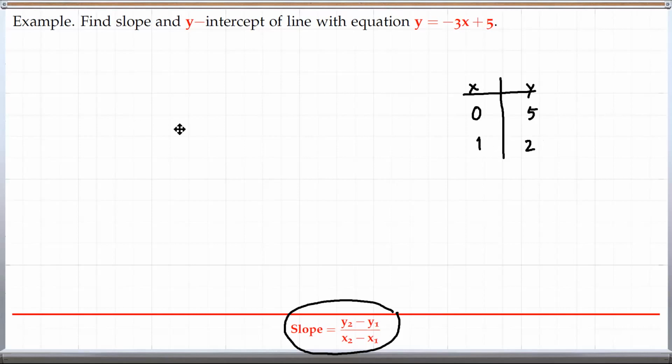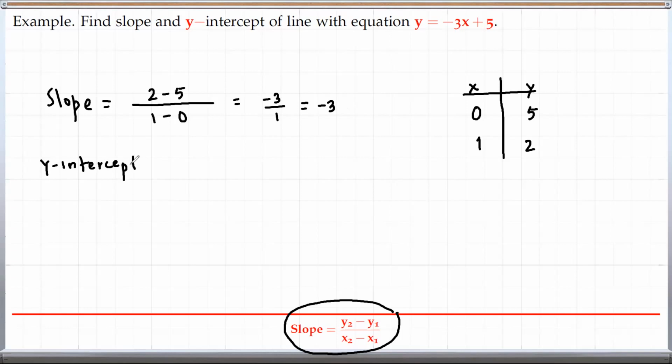So using that, we get slope equals y2 minus y1, 2 minus 5, and x2 minus x1, 1 minus 0. So this will be negative 3 on the top and 1 in the denominator. So negative 3 is the slope. Next, let's find y-intercept. Y-intercept is simply the value of y when x is 0. So that would be negative 3 times 0 plus 5, which is 5, which we had found here on the table also. So we found y-intercept and slope.